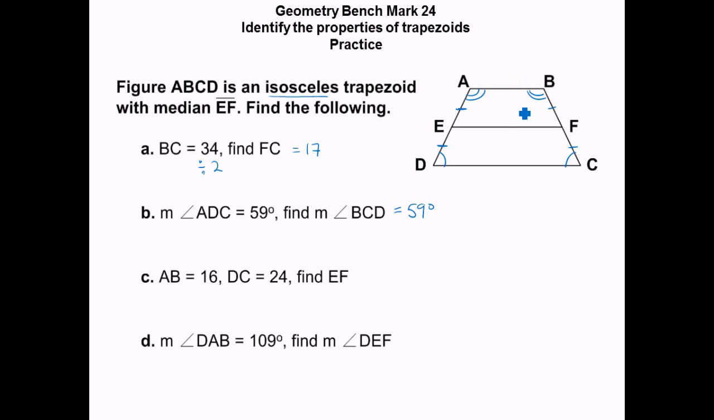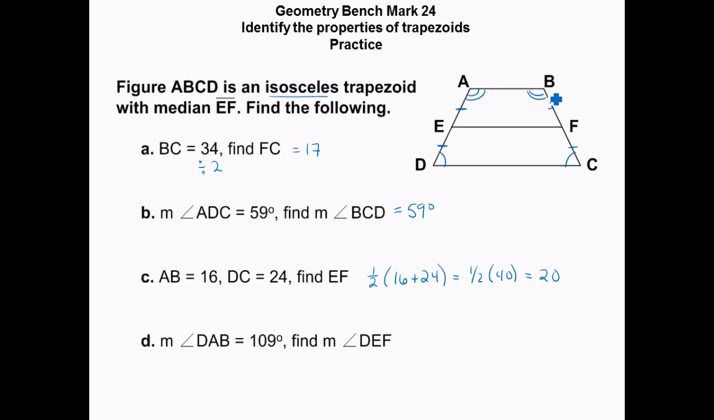Okay. AB is 16, DC is 24, and I want to find the length of the median. So I'm going to do 1/2 of 16 plus 24. So 1/2 of 40 is equal to 20. Okay, so far okay?